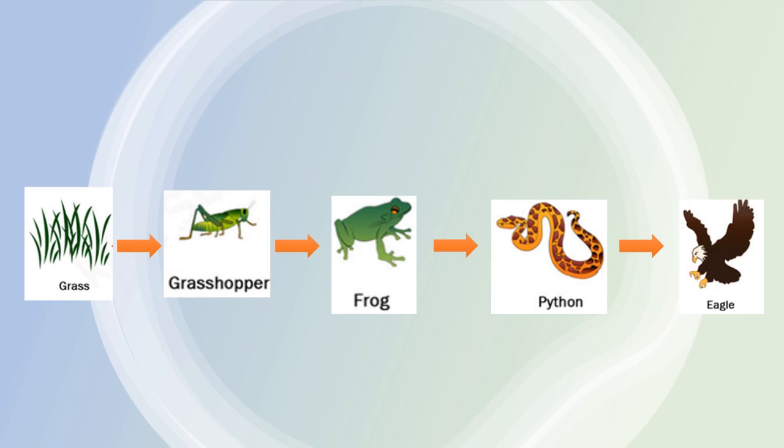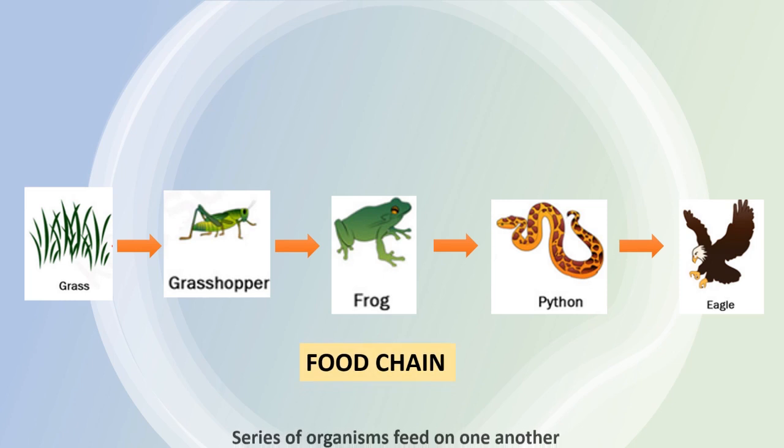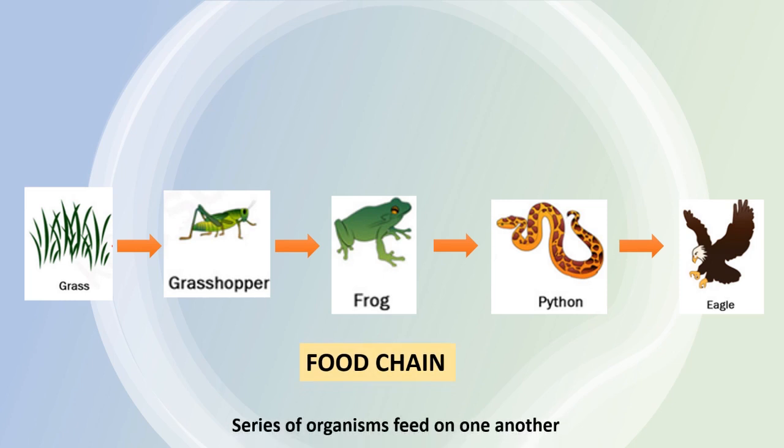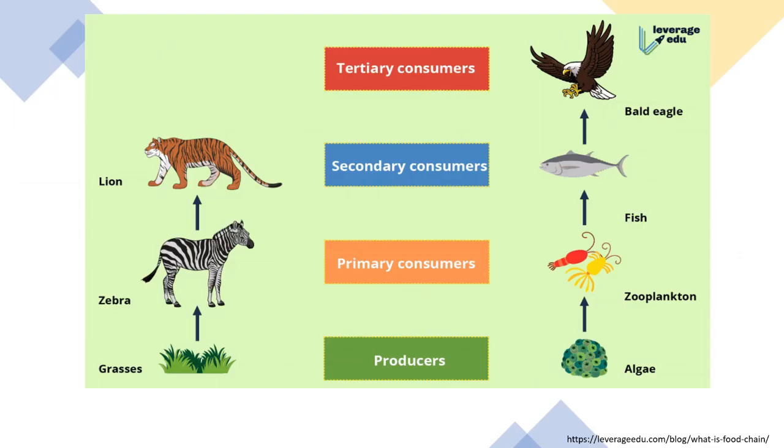So, what is this called? It is called a food chain. It is a series of organisms which feed on one another, which I have mentioned earlier also. Let's have a look at other food chains as well.